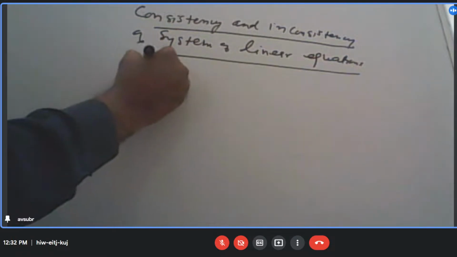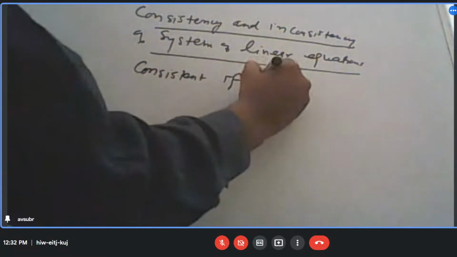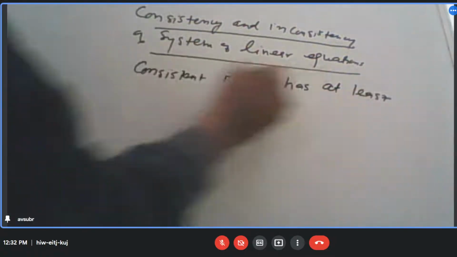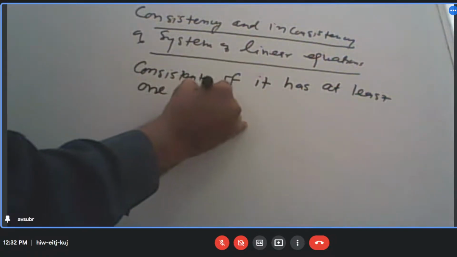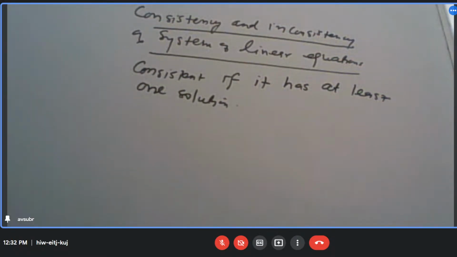a system is consistent if it has at least one solution. So if a system of equations is given to you, it will be termed as consistent if it has at least one solution. Okay? If it has at least one solution.